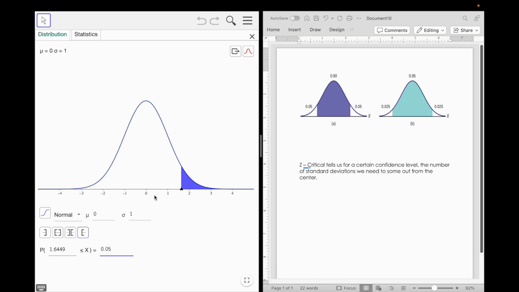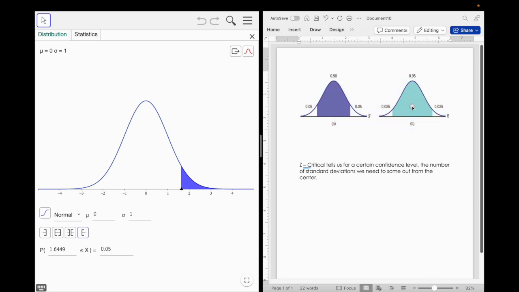Zero's in the center, and then this tells me how many standard deviations to come out this way. So my Z critical for a 90% confidence interval is 1.64 when we round it to two places, because that's how far I need to come out in either direction from the center in terms of standard deviations. Now, let's practice and do it for the 95% confidence interval. Our Z is going to be bigger because we're coming out further. There's more area in the middle. It's 95%, which means Z needs to come out further in either direction.